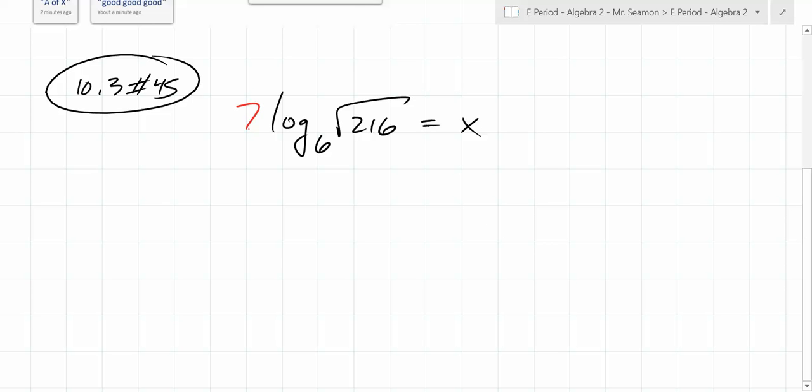Oh, right, because then you'd have to put the 7. Correct. What's the coefficient right here? No, 1. The coefficient is 1, so you can convert it. 6 to the x is equal to the square root of 216.